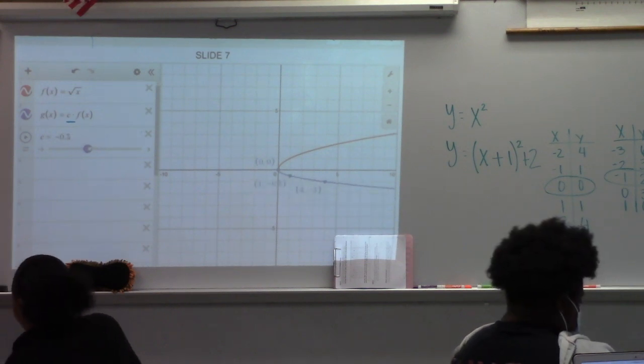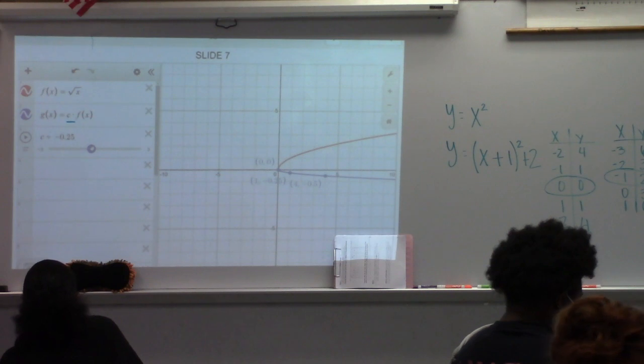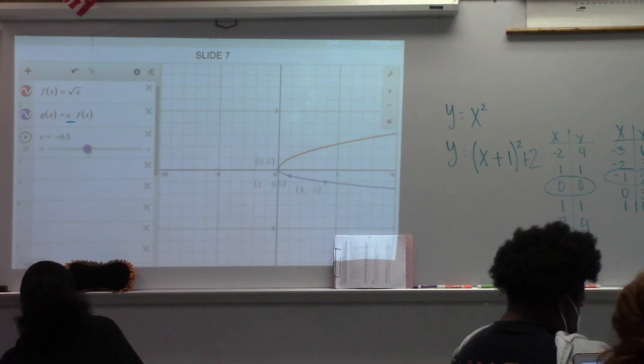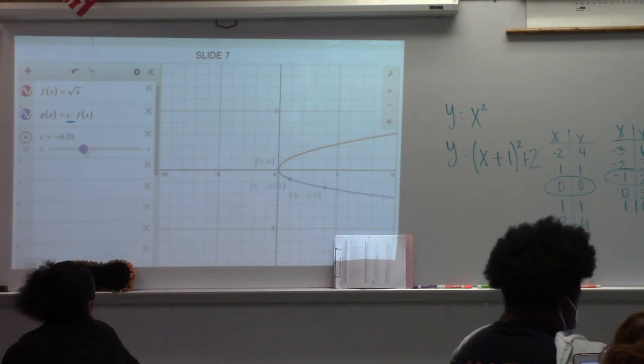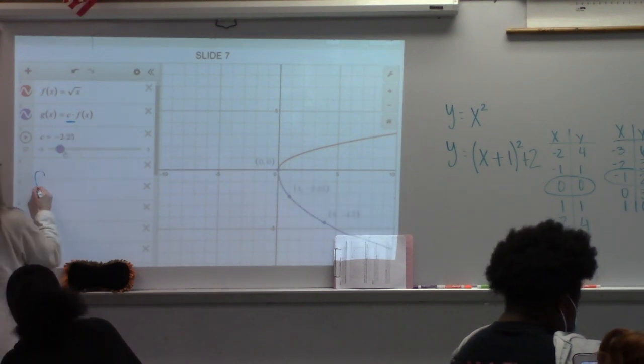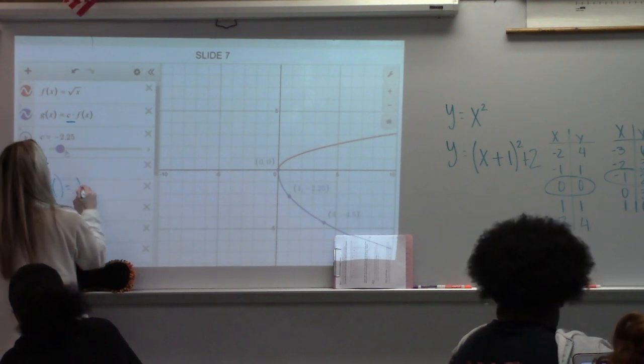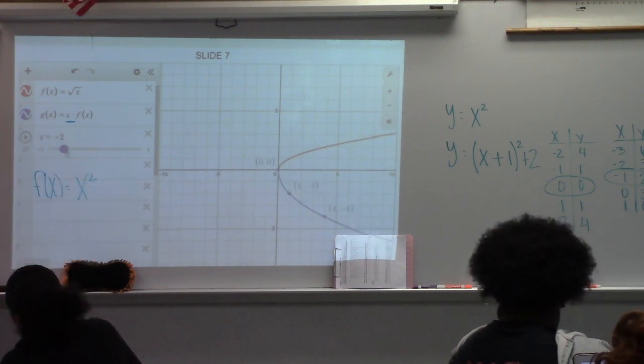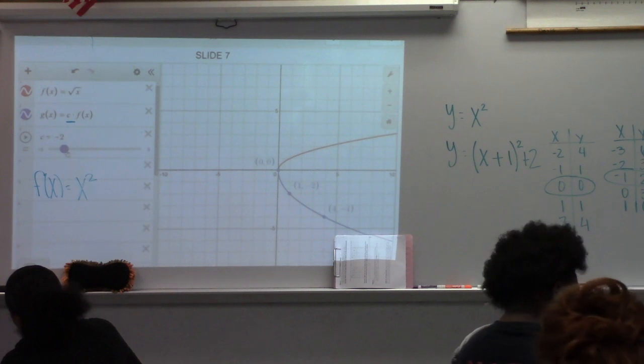So we can, this is just showing you guys, we can have both a dilation and a reflection in the same transformation. So can someone give me an example of how f of x equals x squared could be dilated and reflected at the same time?